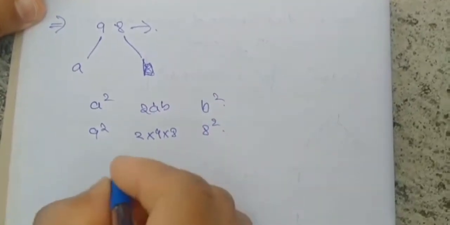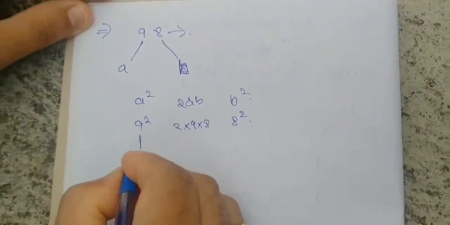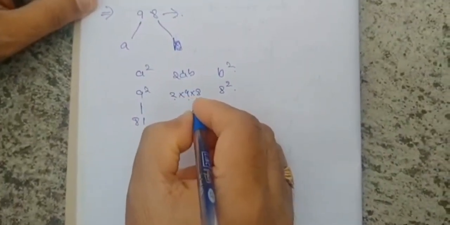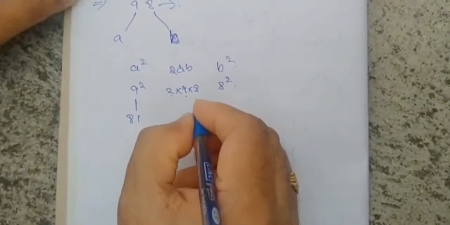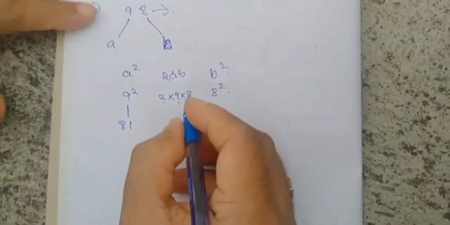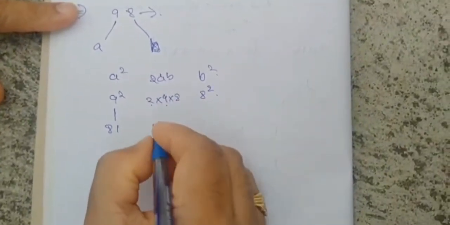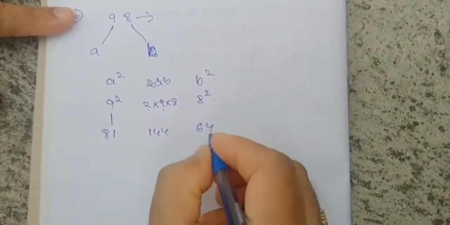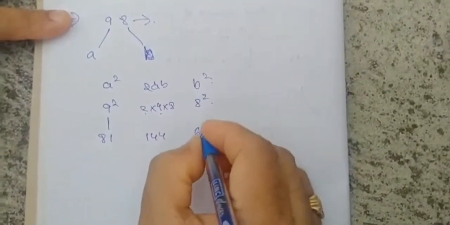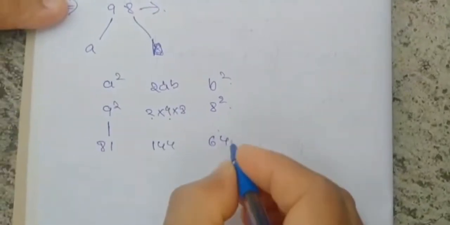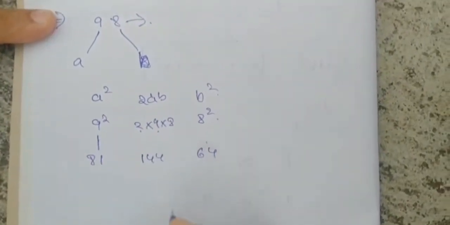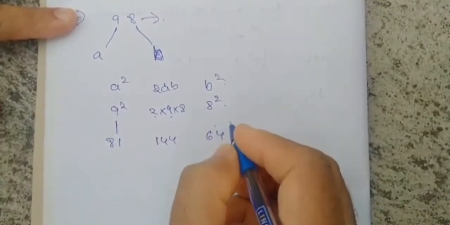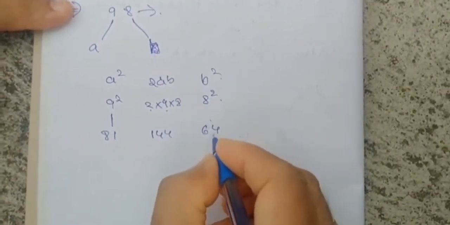Now 9 square is 81, 2ab means 2 into 9 is 18, 18 into 8 is 144, and 8 square is 64. So we need to place the units place first. From the b square we need to start. So b square means 64.